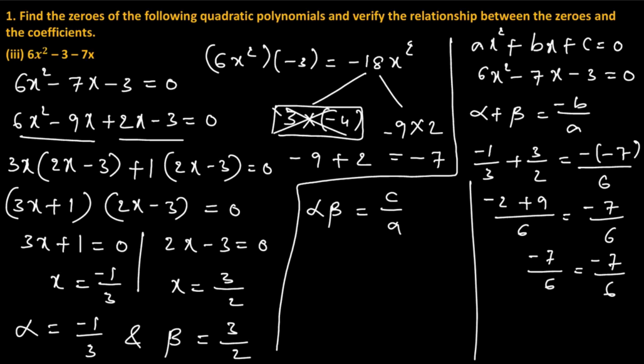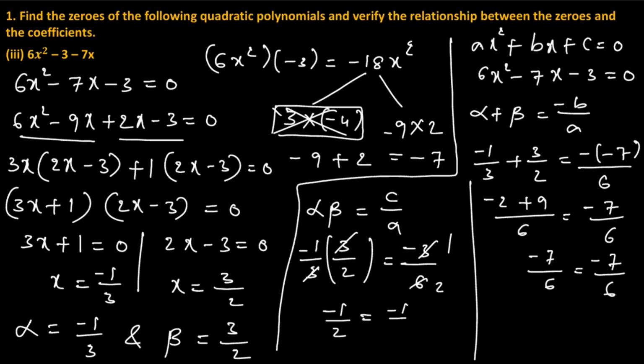Now alpha into beta, whereas the product of the roots is c by a. So our c by a is equal to minus 1 by 3 into 3 by 2. 3 got cancelled. One is the numerator, another is the denominator. Here our c is minus 3 divided by a, which is 6. So minus 1 by 2 is also equal to minus 1 by 2. Product of the roots and sum of the roots both are verified, hence proved. Verification done. Next question.